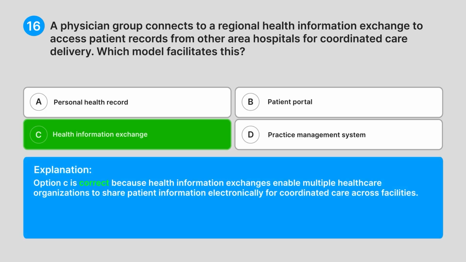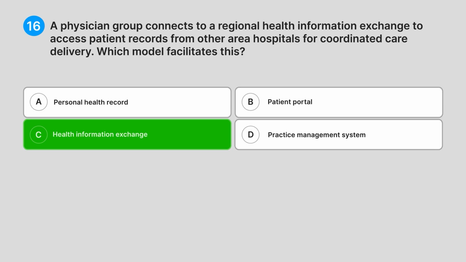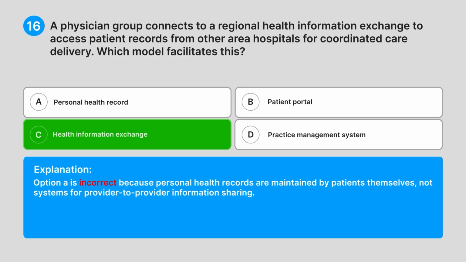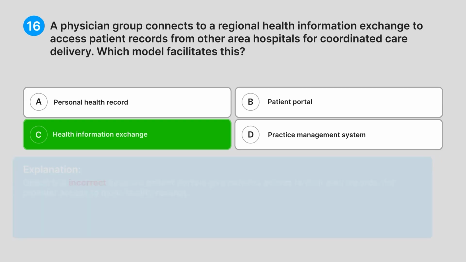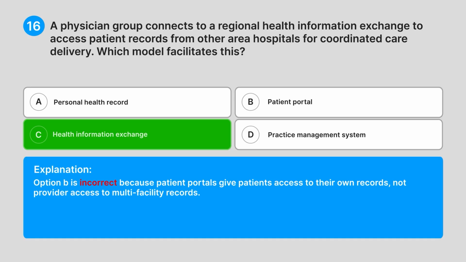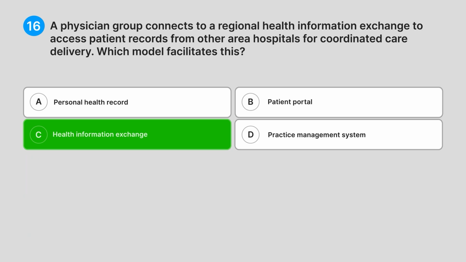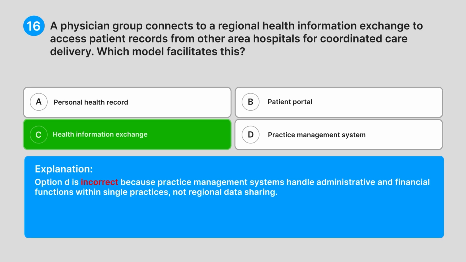Explanation. Option C is correct because health information exchanges enable multiple healthcare organizations to share patient information electronically for coordinated care across facilities. Option A is incorrect because personal health records are maintained by patients themselves, not systems for provider-to-provider information sharing. Option B is incorrect because patient portals give patients access to their own records, not to provider access to multi-facility records. Option D is incorrect because practice management systems handle administrative and financial functions within single practices, not regional data sharing.